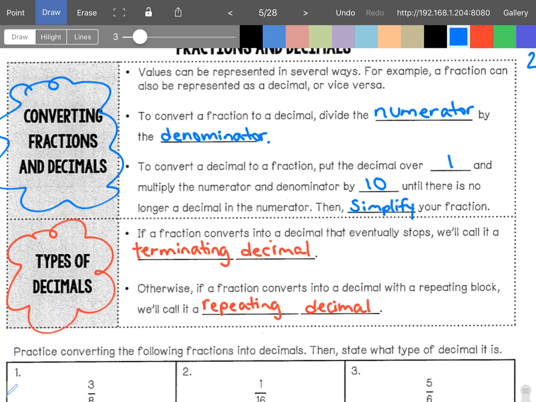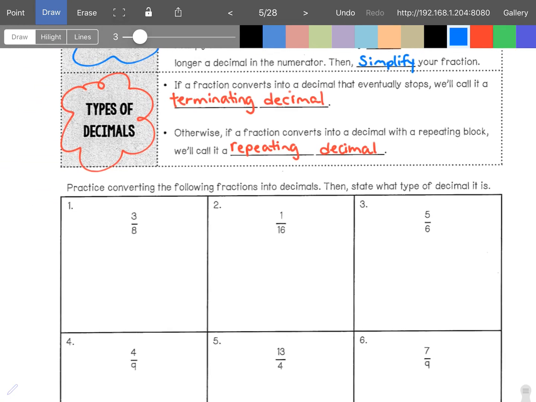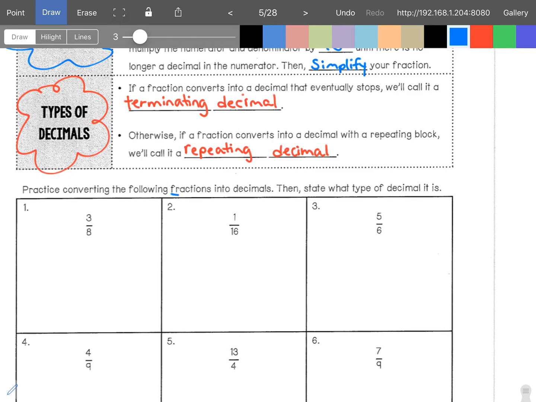All right, let's go ahead and start practicing. Practice converting the following fractions into decimals, then state what type of decimal it is. All right, so we are going to convert the fraction to a decimal, and then we are going to determine if it is a terminating decimal or a repeating decimal.